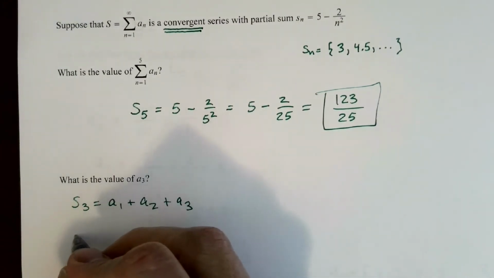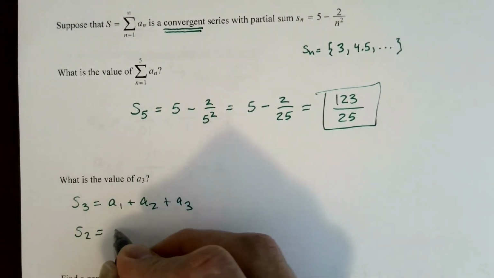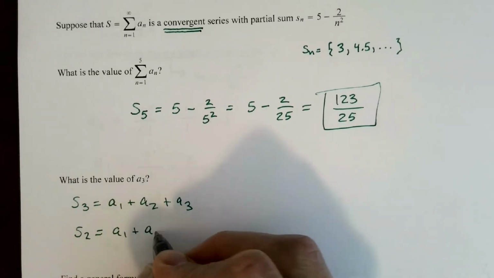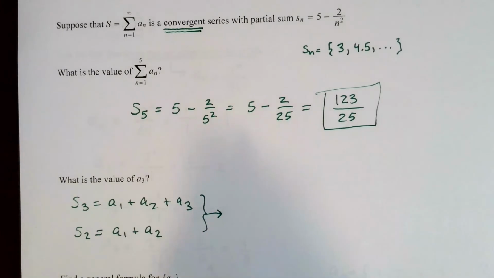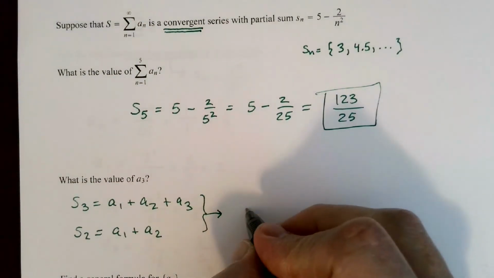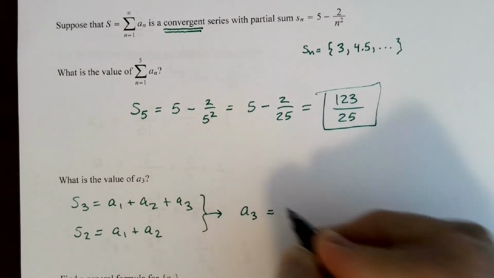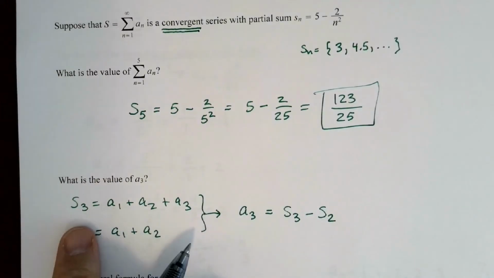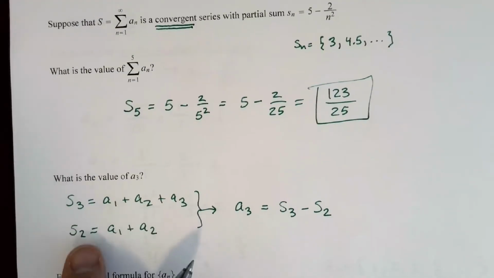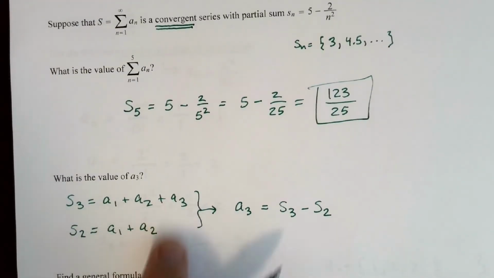What is S sub 2? It's A sub 1 plus A sub 2. Do you see a way I can get A sub 3 from my sequence of partial sums? What is A sub 3 equal to? It's S sub 3 minus S sub 2. If I take S sub 3, which is the sum of the first 3, take away S sub 2, which is the sum of the first 2, I'm just left with A sub 3.